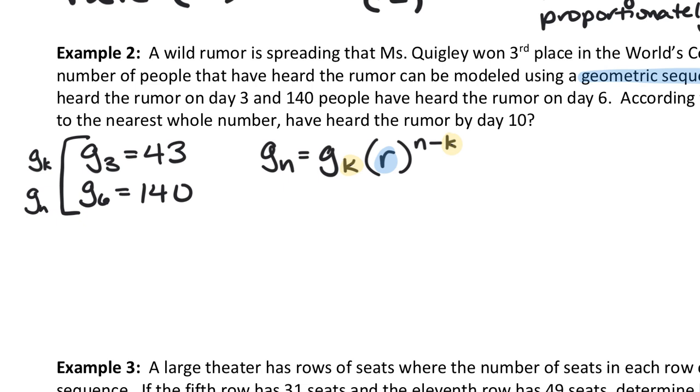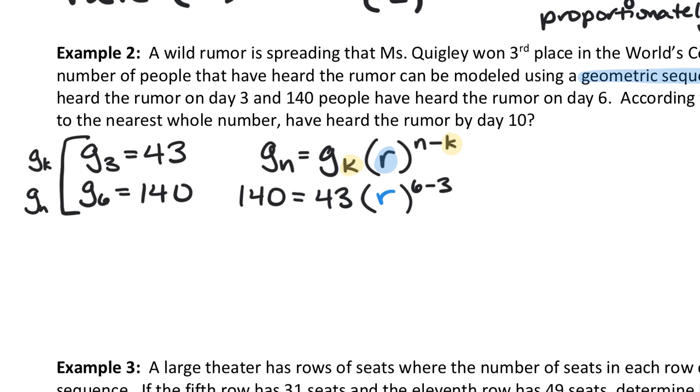I recommend doing that because it's a little bit easier to work with in general. If we start to solve this, this would be 140 equal to 43 times r, we don't know that one yet, to the 6 minus 3.